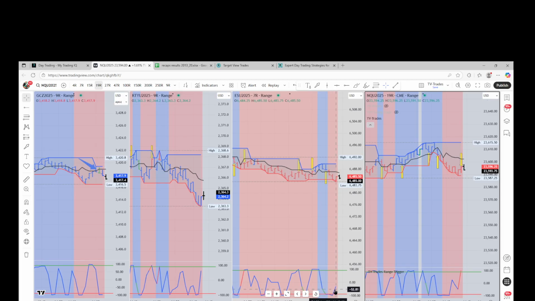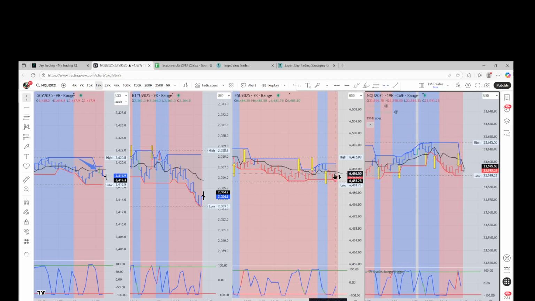See, one of these bars is already closed, so it's brought it halfway, or a third of the way. And the next up close would bring it all the way up into the overbought. Now, that sets us up for a possible short trade. It's not the short trade yet, but it sets us up for a possible short trade.